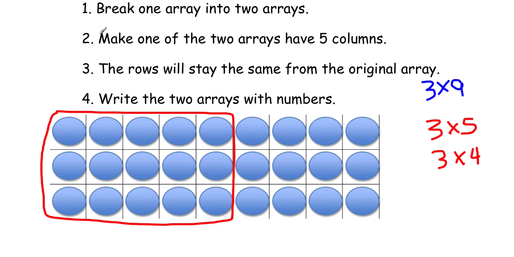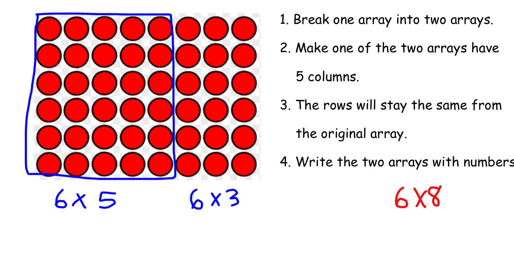Let's look at this one. This one originally we had 3 by 9, and look at this, you can actually see it right here. Take that 9, you can break it down into 5 and 4. So 4 and 5 equals 9. We're going to go to this one, and then we'll go to our last one.